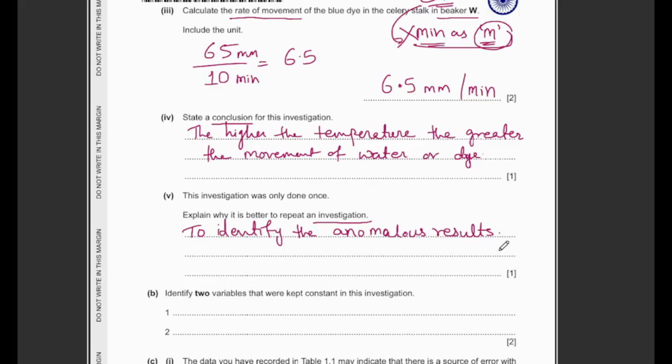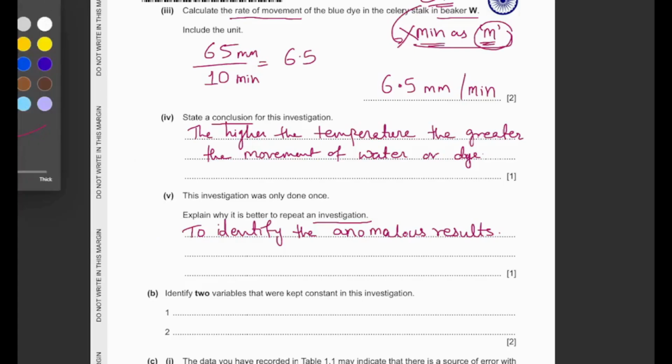But what happens is, most of the students during the examination consider that giving an average will be the answer for this. Or sometimes they mention the incorrect thought that repeating the experiment will give an accuracy or a correct answer. Please avoid such kind of things. Why do we repeat the investigation?